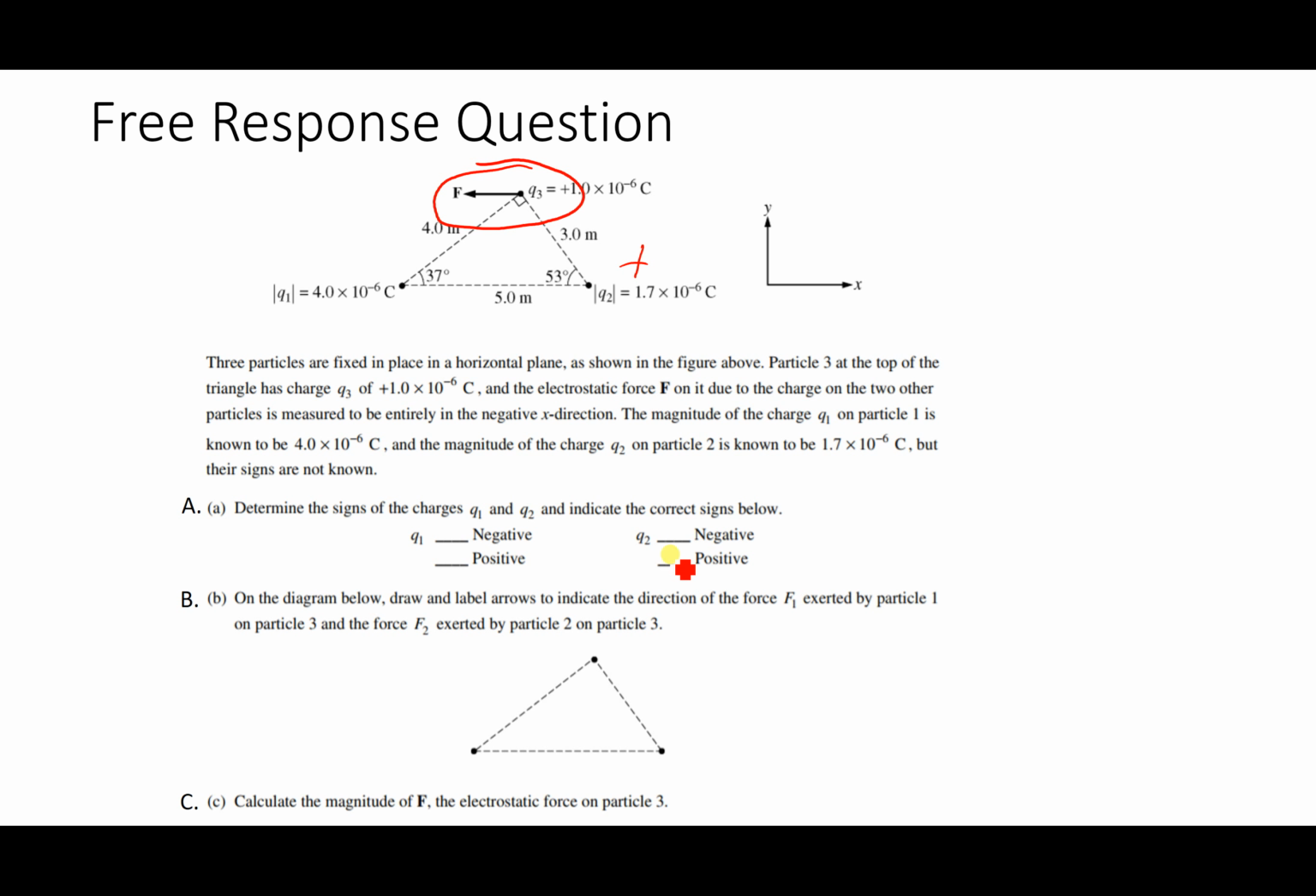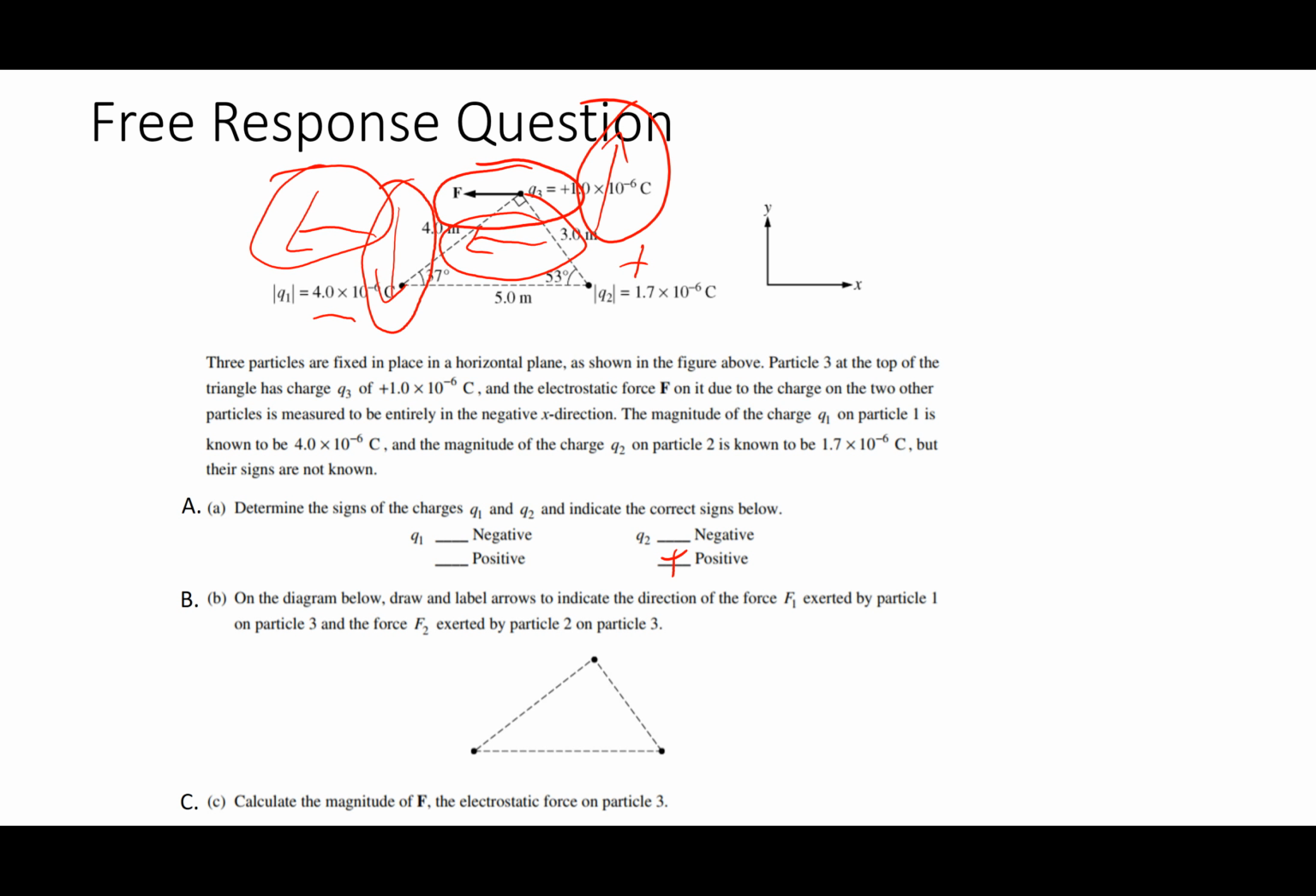Q2 is going to have to be positive because it's repelling Q3. It has a component that's pushing this way, and therefore it would also have a component that's pushing up. Q1, on the other hand, has to be negative because it's attracting Q3. It has a component that's pulling in the x direction. It also has a component that's pulling down. So the horizontal components of both of the forces add together. The downward component here and the upward component here cancel out. That's how we end up with a net force in the horizontal direction.